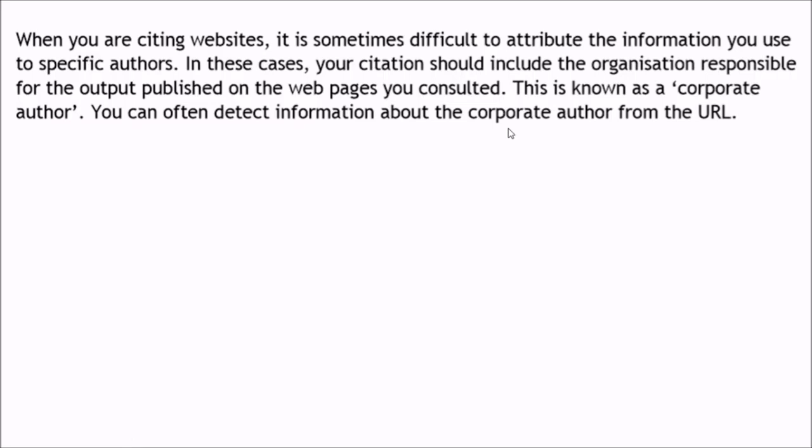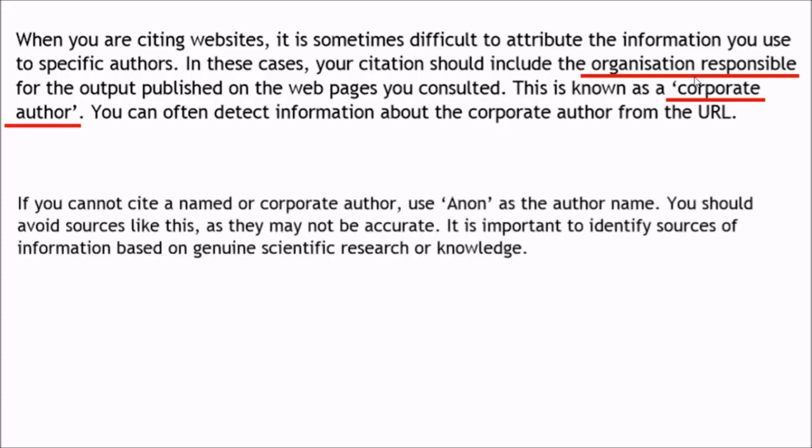If you are citing websites, it's sometimes really difficult to find out who wrote that information. Like I say, you can use what's called the corporate author, the organisation that was responsible, and sometimes you can work that out from the URL. So if it's a government website, you might be able to figure out what the corporate author actually is. If you genuinely cannot find, then you can use anon. However, we would generally recommend you not using those because we cannot be assured of the reliability of that information.